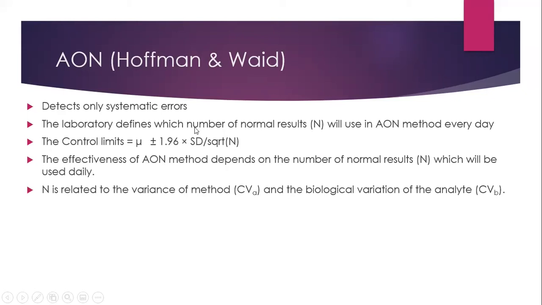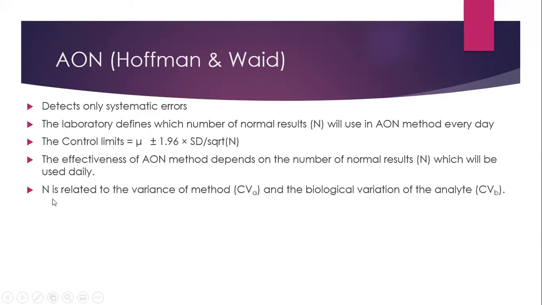Now the statistics behind the average of normals. Average of normals has been described by two approaches. One is by Hoffmann and Waid. The average of normals detects only systematic error. The laboratory defines the number of normal results, that is n, which I'll talk about a little later, that will be used in the AON method every day. The control limit is given by the standard error, which is standard deviation divided by the square root of n.